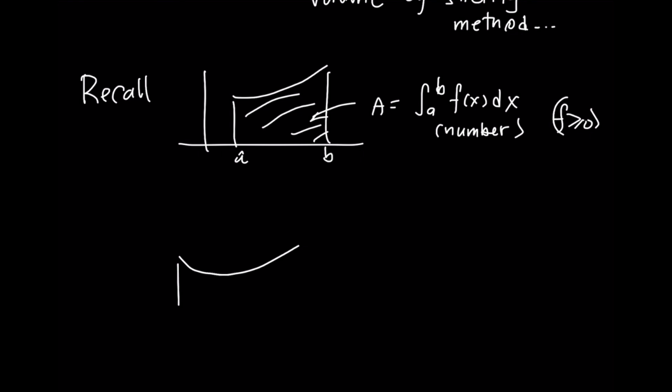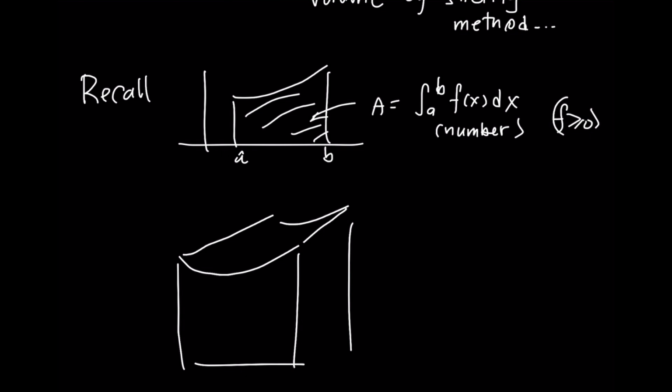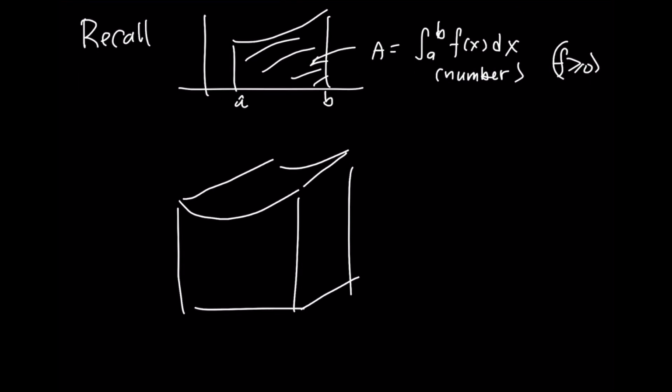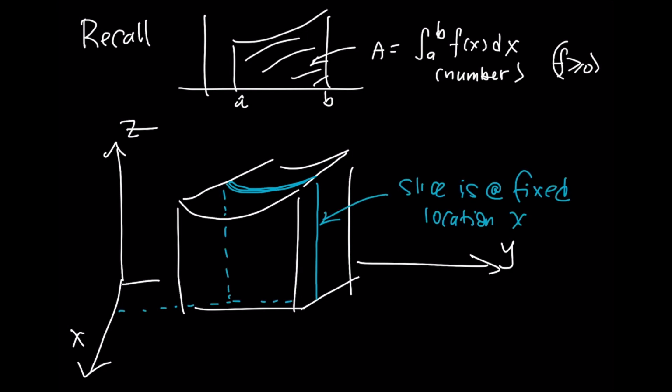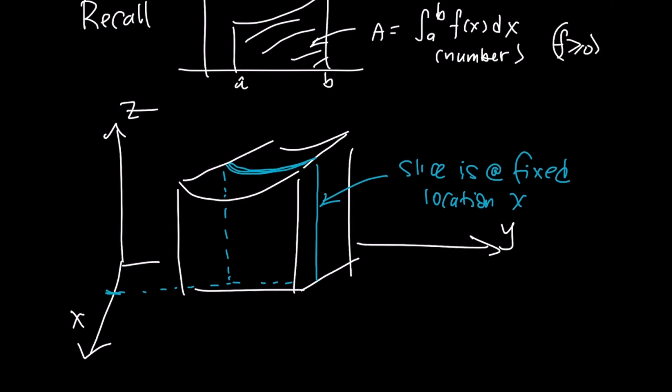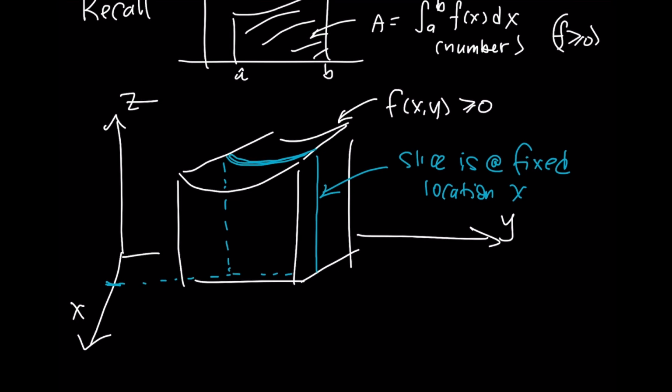If we've got some function that now lives in R3, and we would like to calculate the volume underneath such a function, so let's say it's got its usual three-dimensional axes like this, what we're going to do is cut this volume up into slices. So let's take one of these slices to live somewhere here. That slice is being held at a fixed location, x, at this value here on the x-axis. So our function is up here, f of x and y, and we're going to assume that it's positive for the purpose of this motivation.